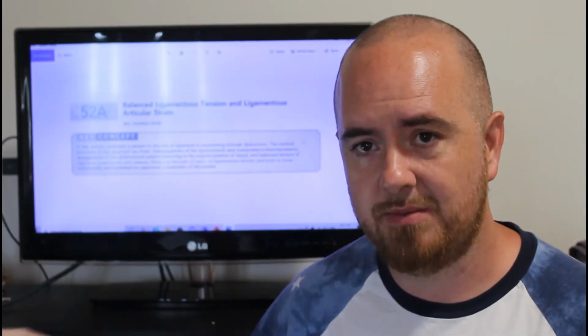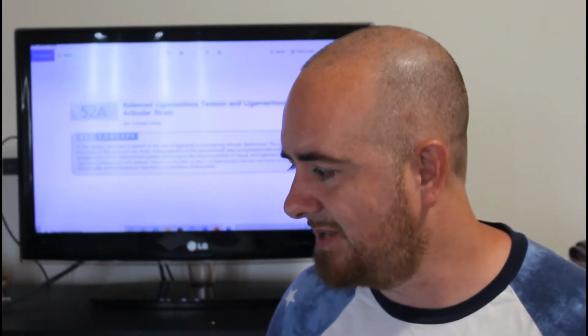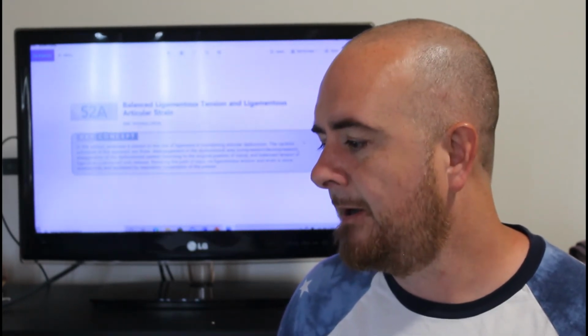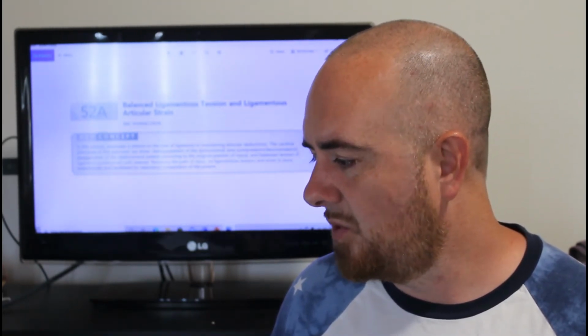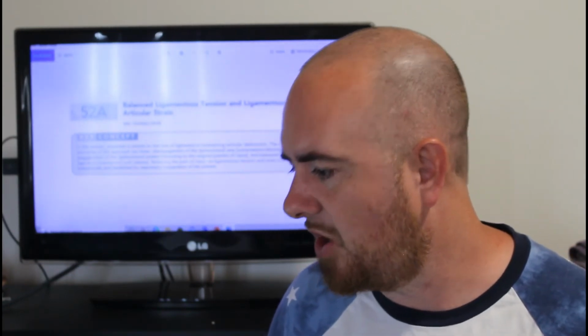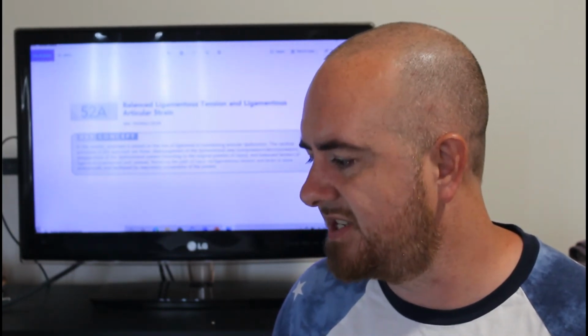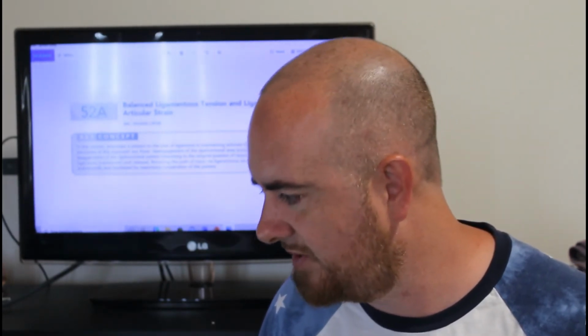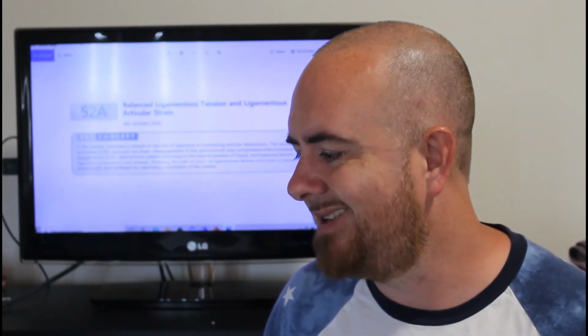So now we get into some others. Balanced ligamentous tension, BLT, and LAS, ligamentous articular strain. In this section, emphasis is placed on the role of ligaments in maintaining articular dysfunction. Cardinal principles of this approach are three: disengagement of the dysfunctional area with compression or decompression, exaggeration of the dysfunctional pattern, returning to the original position of injury, and balanced tension of ligaments maintained until release.